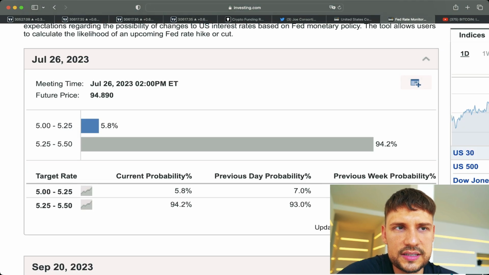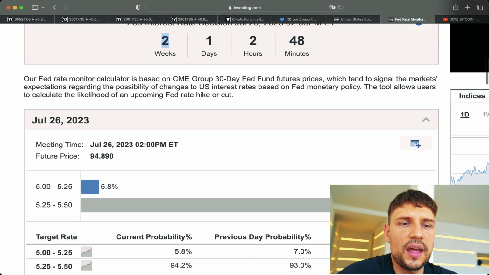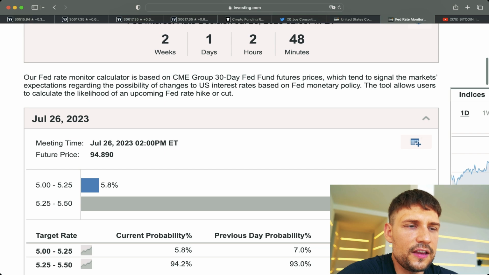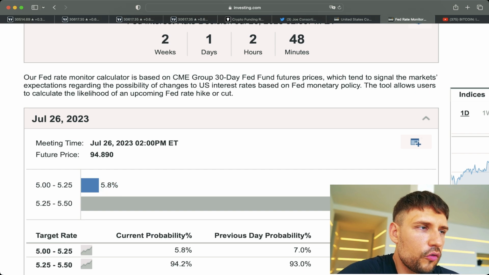This will also decide the Fed meeting, which is in 2 weeks. The probability right now is at 94% that they will even increase the interest rates by 25 basis points. There's only a 5.8% probability that they will decrease the interest rates. Watch out for this, bratans.